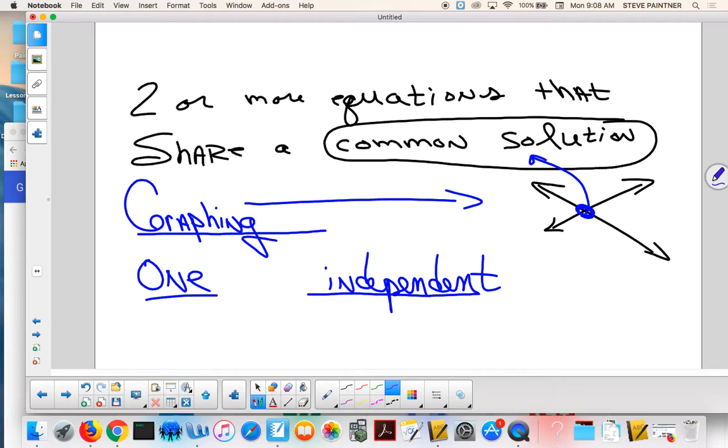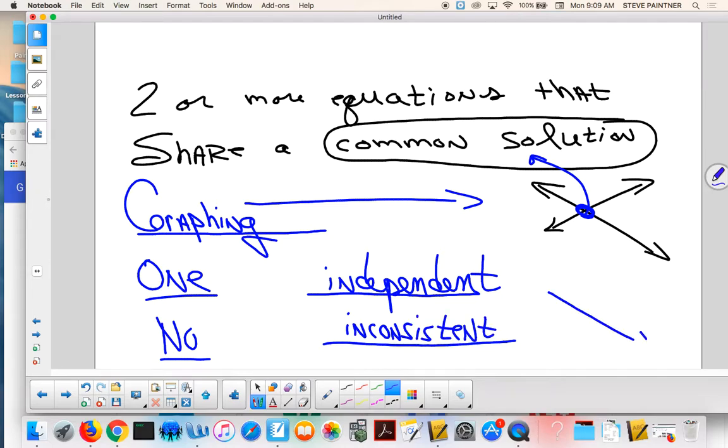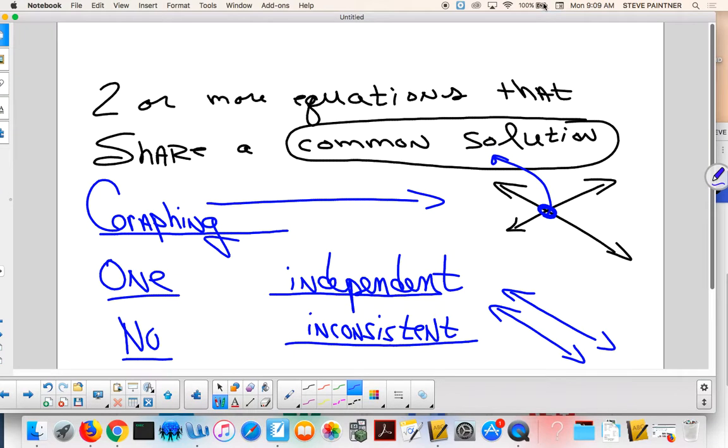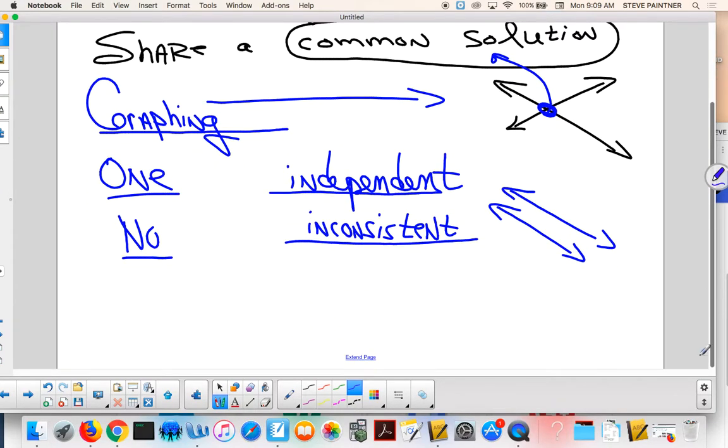If the slopes of the lines are exactly the same, the lines will intersect in how many points? No points. They won't intersect. And the system is classified as? Inconsistent. And it looks like this, and it looks like this. Just draw yourself a picture. That's what it looks like. Okay? All right. We're kind of flying through this. Hopefully this is all review for you.